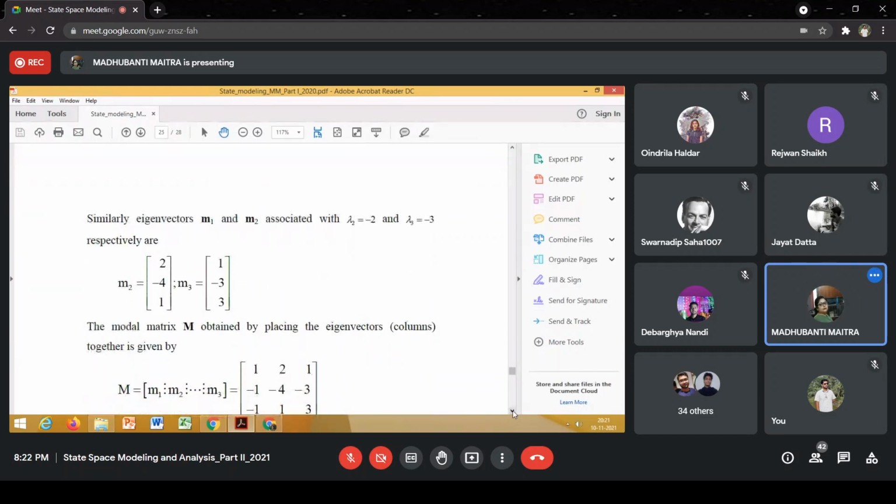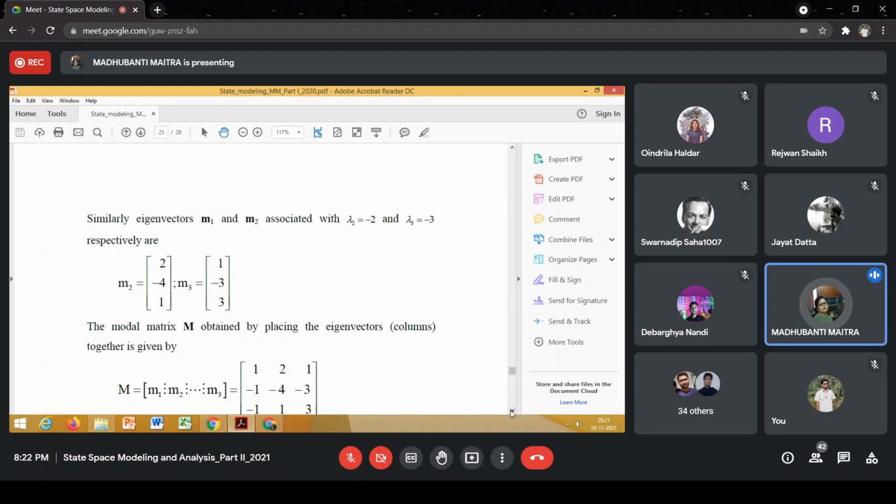Similarly, we have formed the matrices lambda 2 I minus A and lambda 3 I minus A, and found the cofactors and the solution vectors M2, which is 2, minus 4, 1, and M3, which is 1, minus 3, 3. This is the second eigenvector. This is the third eigenvector.